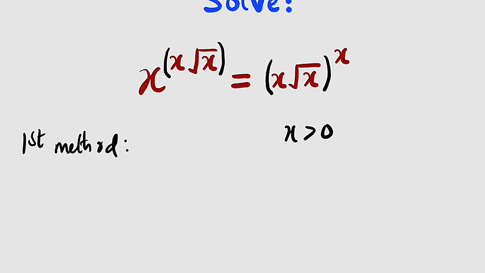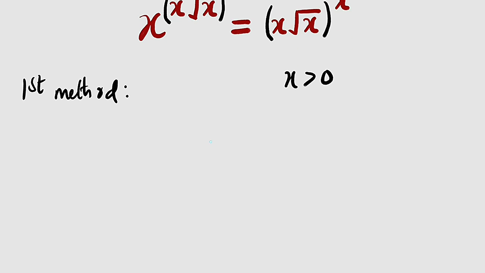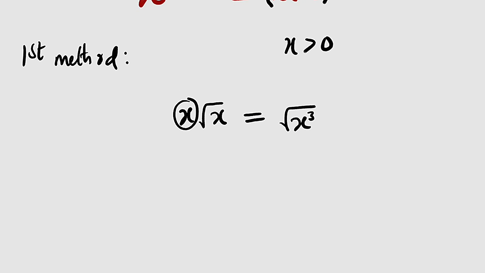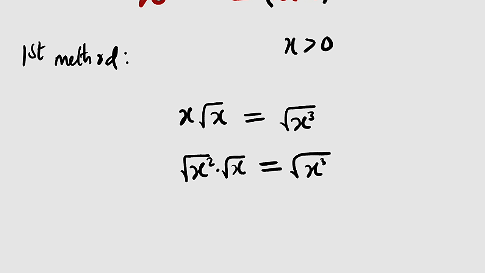So let's get started. Let us first of all simplify x root x. And we still have another x root x here. If you have x root x, this is always equal to root x cubed. Why? Because you know x can be written as square root of x squared, where the power of 2 will cancel the square root. So we can multiply by another square root of x, where we can simplify this as x squared times x, which is x to the power of 3. So we have square root of x to the power of 3.